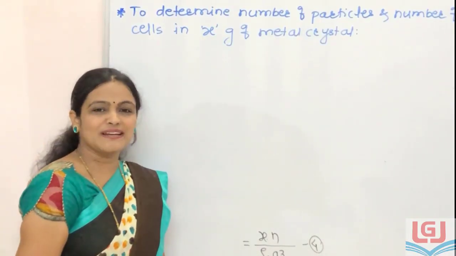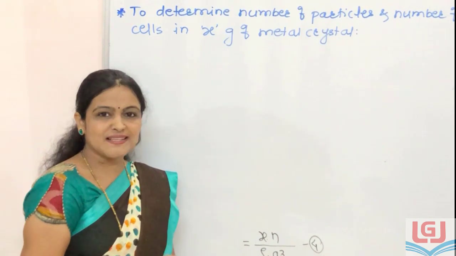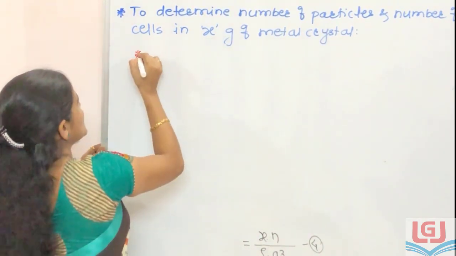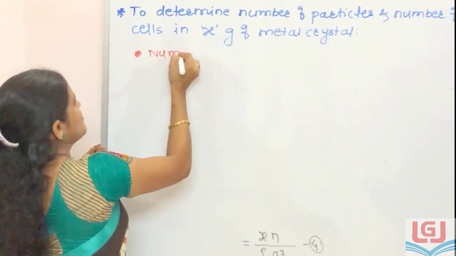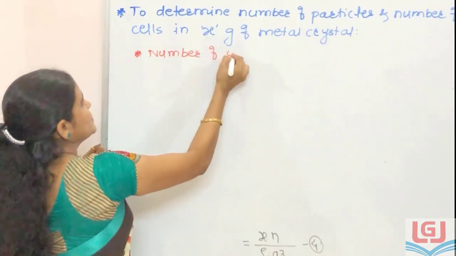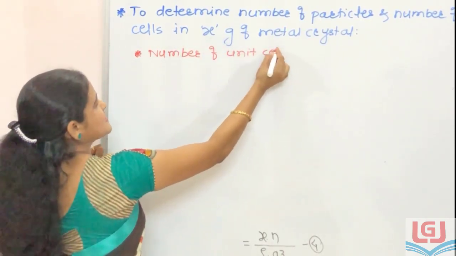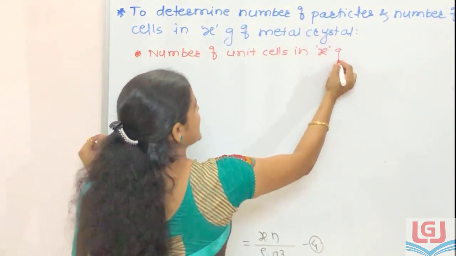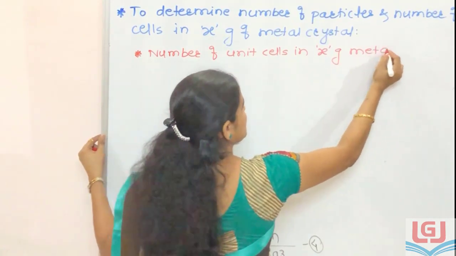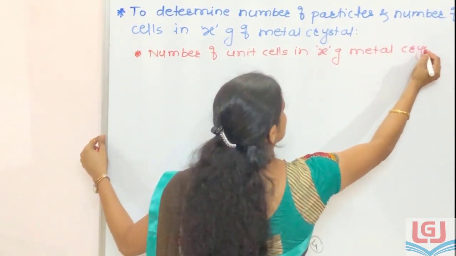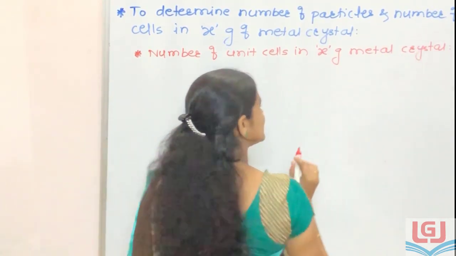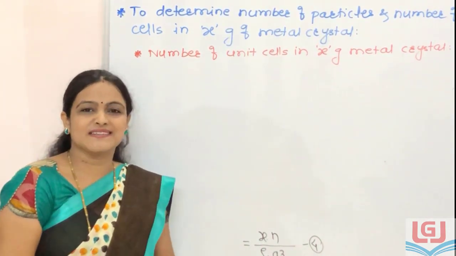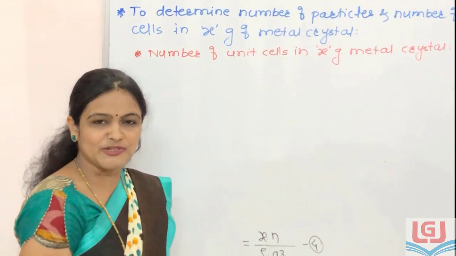Next we calculate the number of unit cells in x gram of metal crystal. So next is number of unit cells in x gram metal crystal. We know that n number of particles correspond to 1 unit cell.